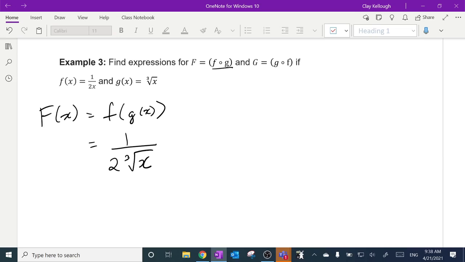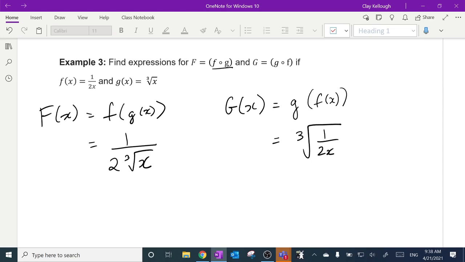And then for the other one, I'm going to do it the other way. G of x with a capital is going to be g of f of x. So we're going to put the first rule into the second rule. So that's going to be the cube root of 1 over 2x. Are these two things the same? No, not necessarily. In fact, they aren't. For any number I can think of, they would be two different functions.